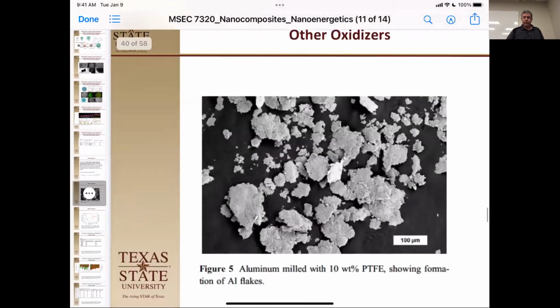Okay, so the first one I want to talk about is aluminum milled with PTFE, or Teflon, polytetrafluoroethylene. In this case, what happens is the aluminum exchanges with the carbon-fluorine bond, breaks it, and makes an aluminum-fluorine bond, which just happens to be a gas. This is just 10% Teflon that actually is used as a binder here. You can take that material, mold it into things, and when it detonates, it gives off a bright white smoke.